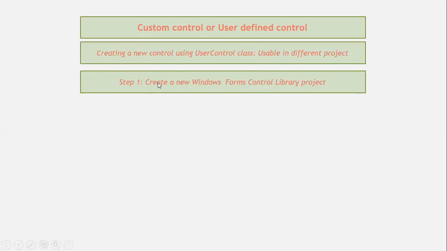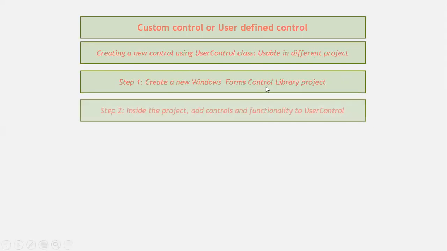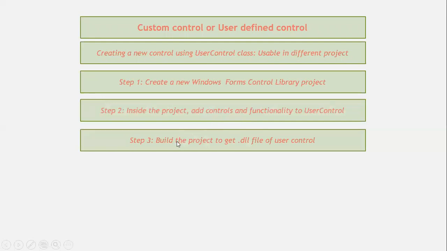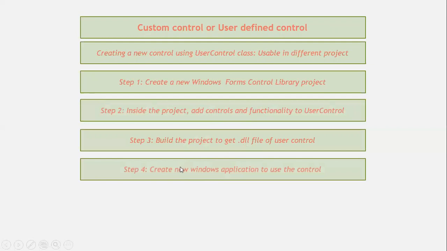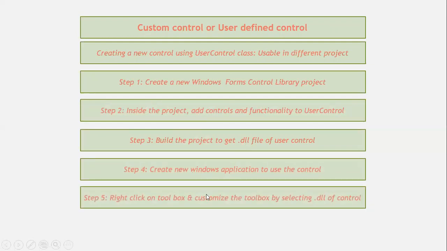For that, we create a new Windows Forms control library project. We create a new project for the creation of a custom control that can be used in a different project. The name of the project type is Windows Forms control library. Inside the project, you can add controls and put in their functionality. When you build the project, you get a .dll file, and you can import this DLL file into a newly created Windows application.